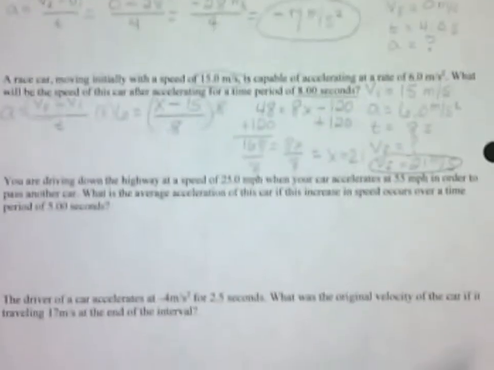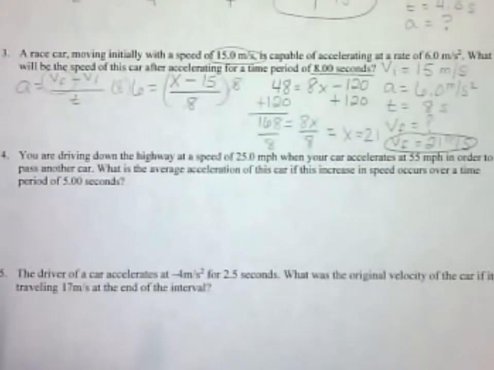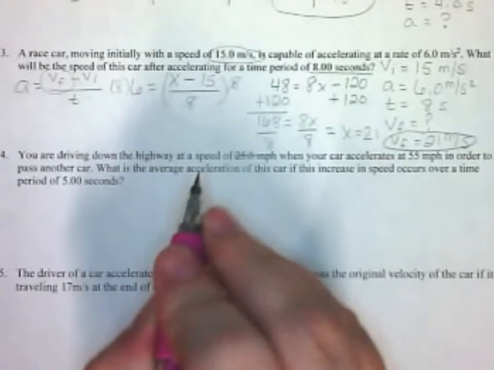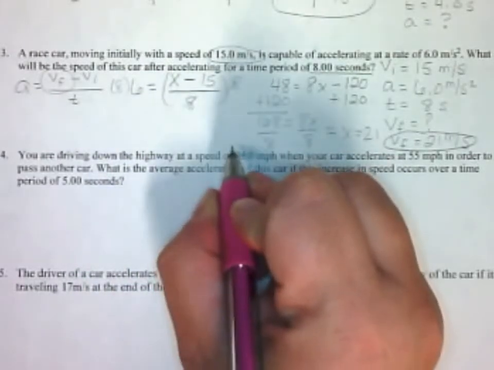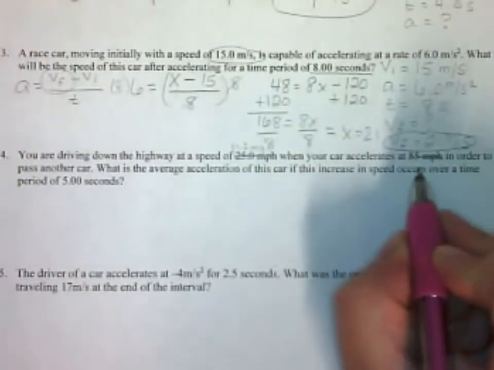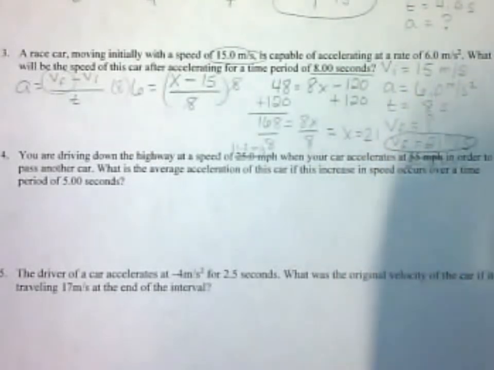Number 4. You are driving down the highway at a speed of 25 miles per hour when your car accelerates to 55 miles an hour in order to pass another car. What is your average acceleration of this car if this increase in speed occurs over a time period of 5 seconds? Now in class, I went ahead and gave you the conversions for the miles per hour, so that one makes it a tad bit easier. Remember, the 25 miles per hour was 11.2 meters per second. And our 55 miles per hour was 24.6 meters per second.